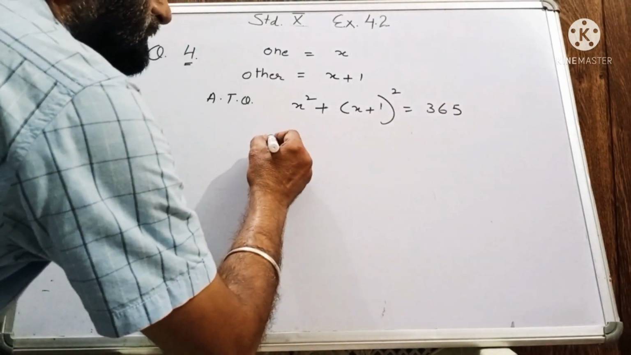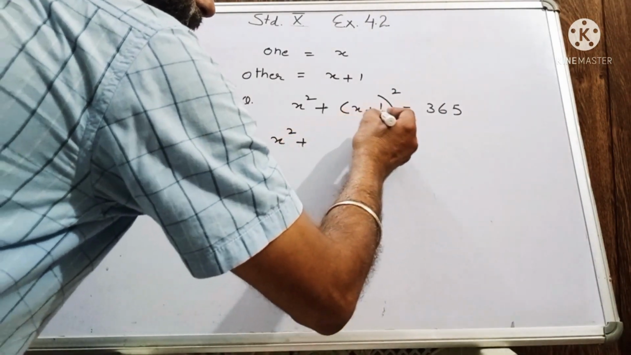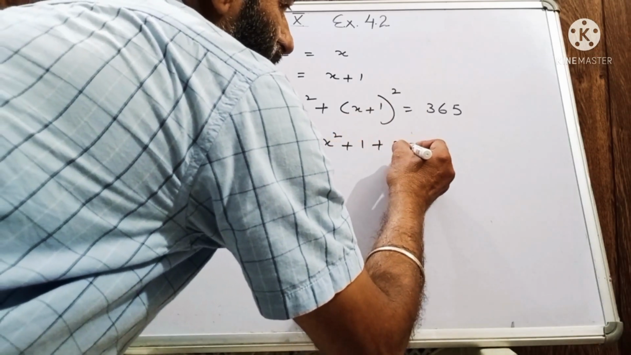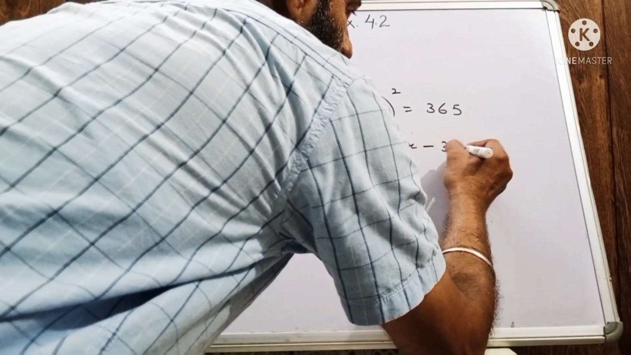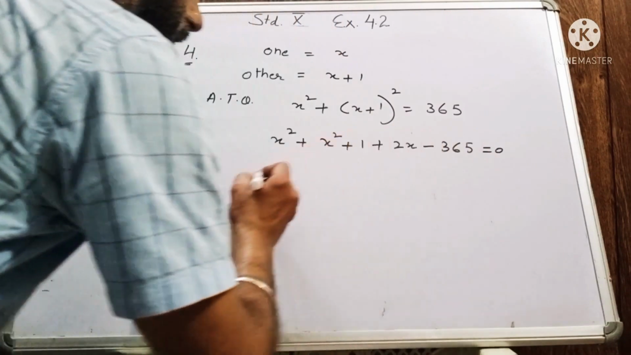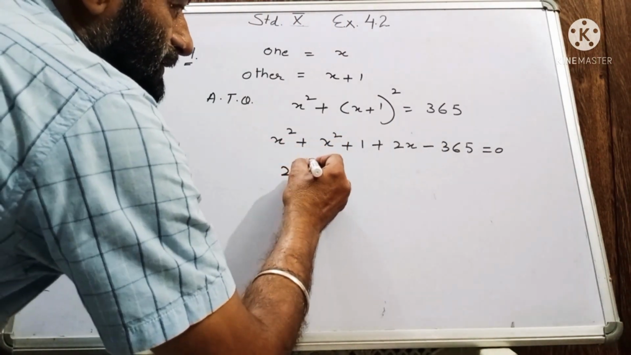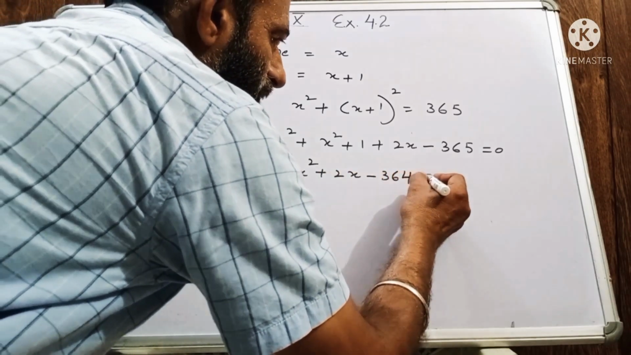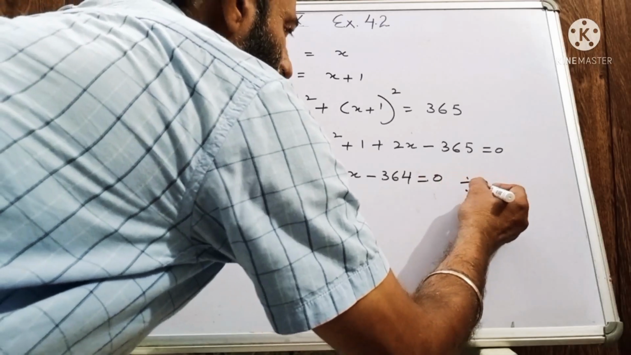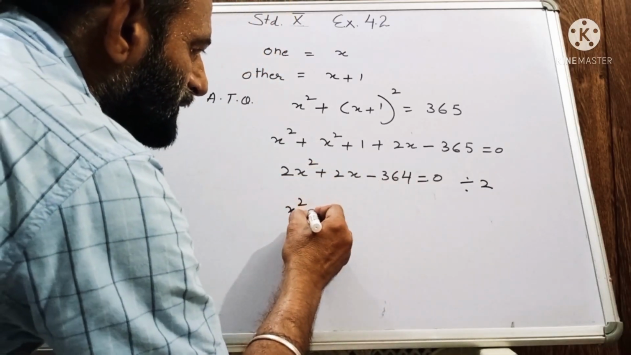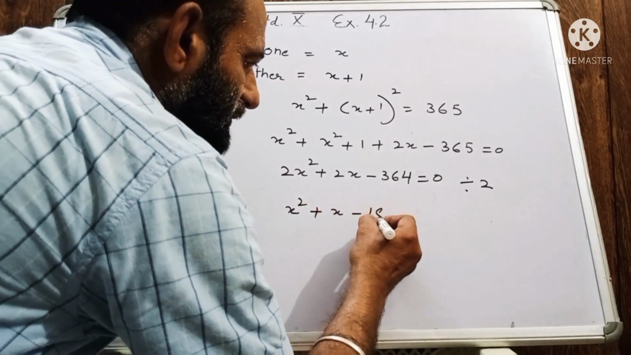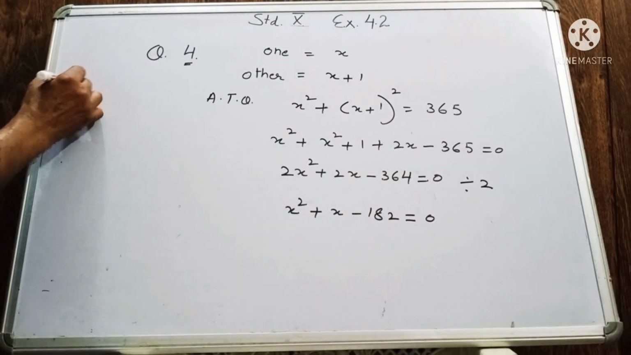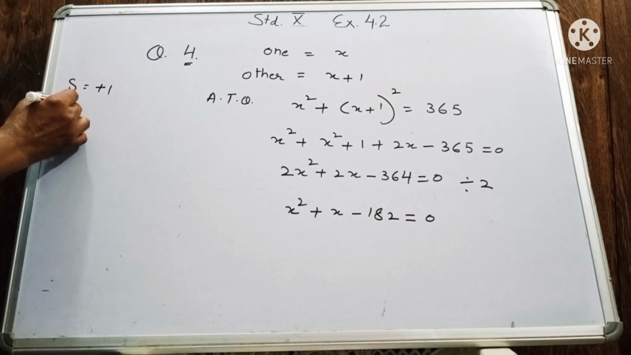We will simplify it. (a plus b) the whole square is a square plus b square plus 2ab, so 2 into x into 1, 2x, minus 365 is equal to 0. It becomes x square plus x square, 2x square plus 2x minus 364 is equal to 0. We will divide this equation by 2. It becomes x square plus x minus 182 is equal to 0. Now the sum needed is plus 1. Product needed is minus 182.